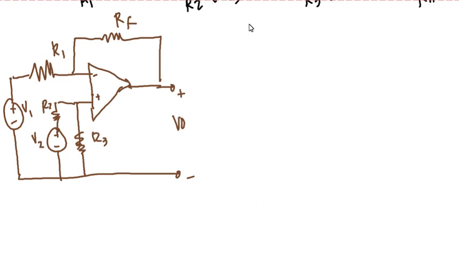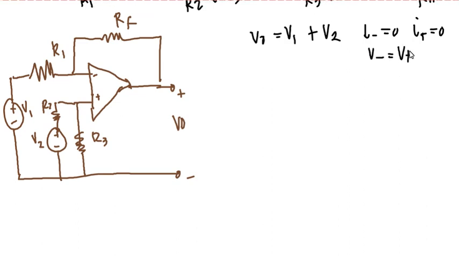So for example this will be VO, the contribution of your V1 and then the contribution of your V2. Okay, so still the same. We are going to have the concept where I negative is equal to 0, I positive is equal to 0, then V negative is equal to V positive. So we are going to find the value.